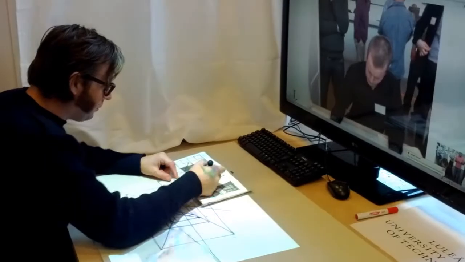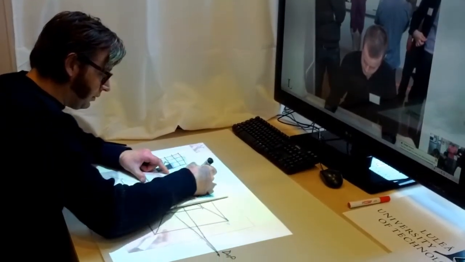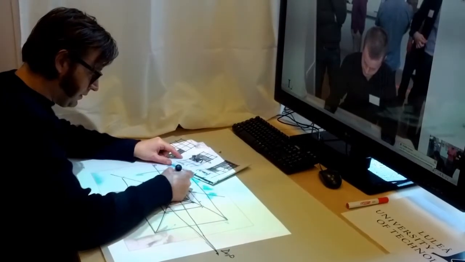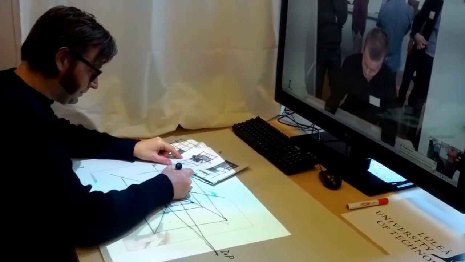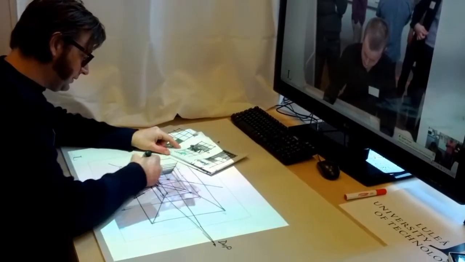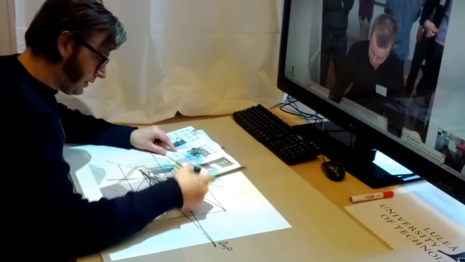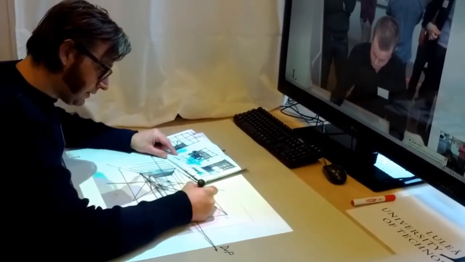And on the side you have walls here. These are walls, and these are walls. So you do like this. You hatch it. That's your wall on the left, and your wall on the right is here.